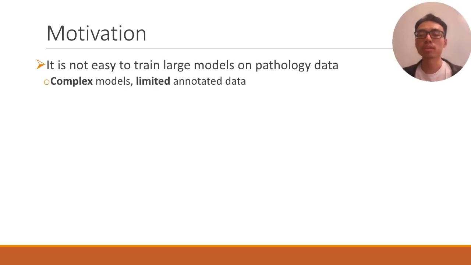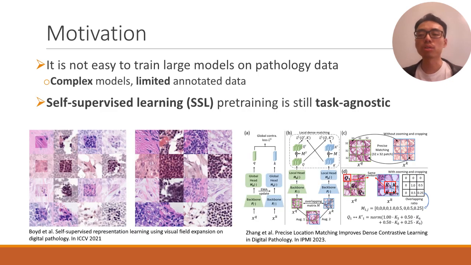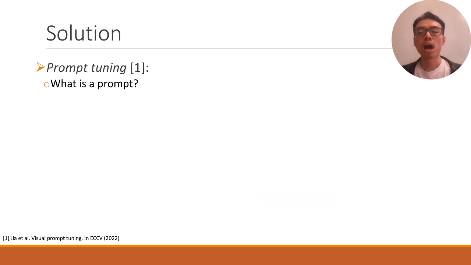Another challenge is that it's not easy to train large models on pathology data, because there's not enough annotated data for such complex models. Instead, current works mainly use self-supervised learning to pre-train such models. However, such training is still task-agnostic. Our solution is to use prompt tuning.